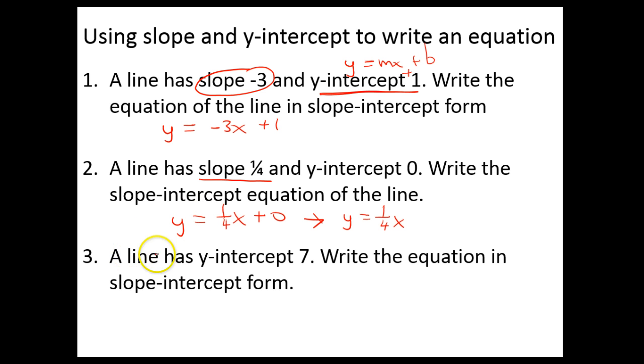Alright, last one. A line has a y-intercept of 7, so we need that. So I can go ahead and write y equals 7, really. And then write the equation of slope. Well, where's my slope? Well, remember last time, if there was no x, the slope was 0. In this case, if it doesn't tell us what the slope is, it's going to be 0x again. But remember, 0 times x is 0, and adding 0 does not change the value of anything. So this is the same thing as just y equals 7. It would be a horizontal line.